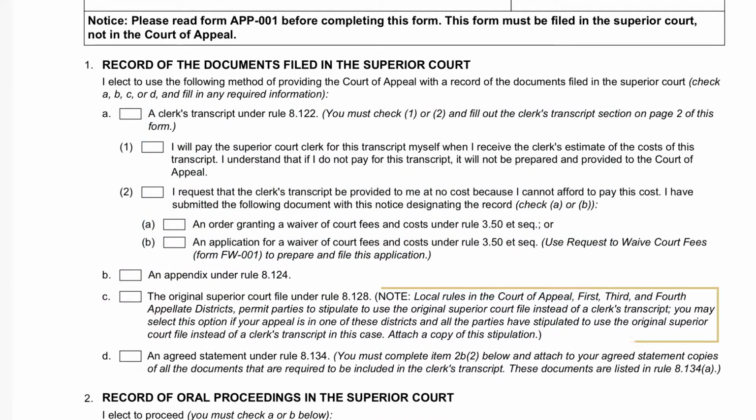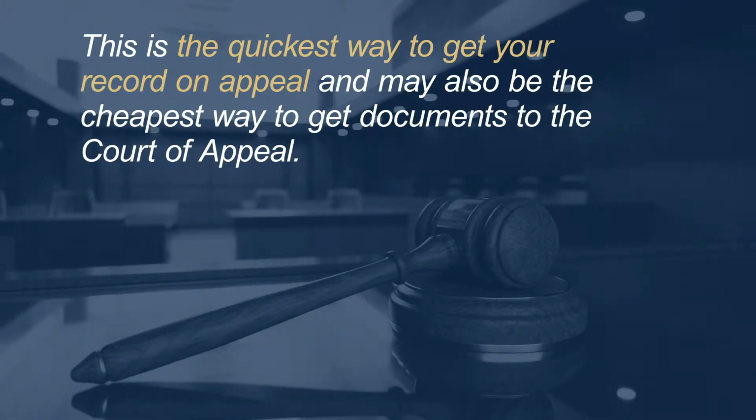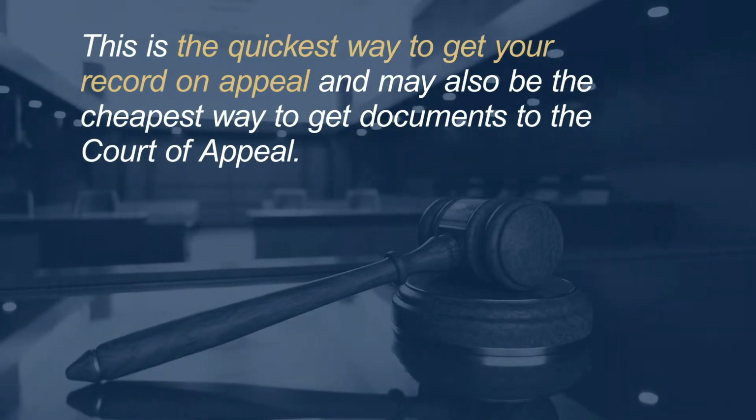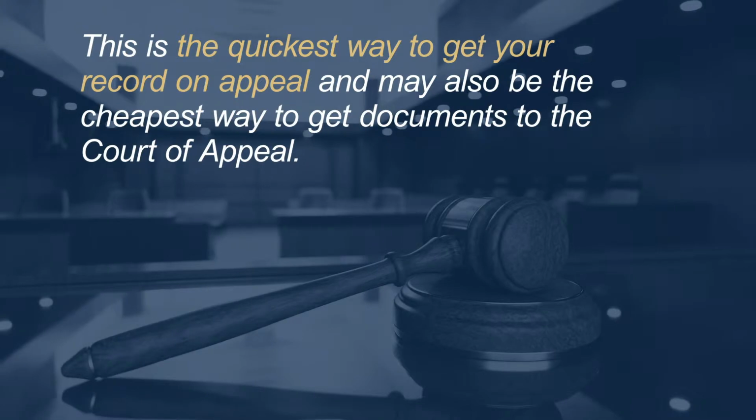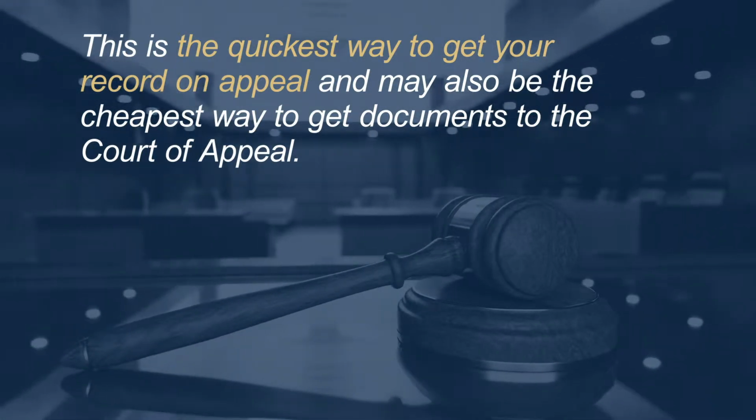Moving on, Box C is for using the whole trial court file, just as the clerk of the trial court keeps it. This is the quickest way to get your record on appeal. This may also be the cheapest way to get documents to the Court of Appeal, but it can make writing your brief harder because you'll have to read through the full trial court file, not just the parts you need.